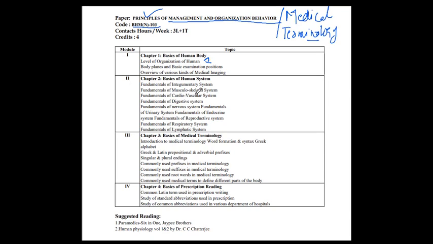Then the body planes, this goes as topic number 2. Then the basic examination positions, this goes as topic number 3. And the overview of kinds of medical imaging, this goes as topic number 4. So module 1 has a total of 4 topics, right?